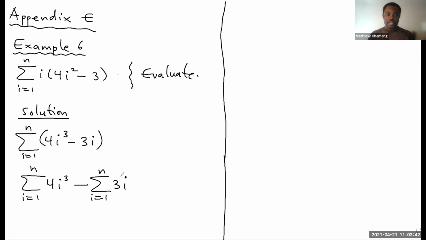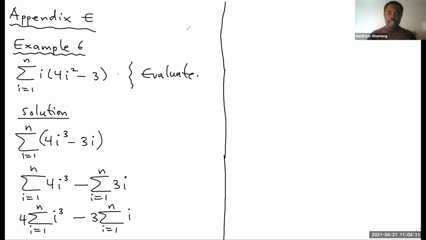Now, at this point, I still employ some of the properties. You know that this is a constant times i cubed. This constant does not depend on the i. So that means I can factor out the 4, which is the constant, and then I'll be left with sigma i from 1 to n of i cubed. And then minus, for this side too, I can factor out the constant 3 because it doesn't depend on the index of summation i, right? So that means 3 and then sigma i from 1 to n of i, right?